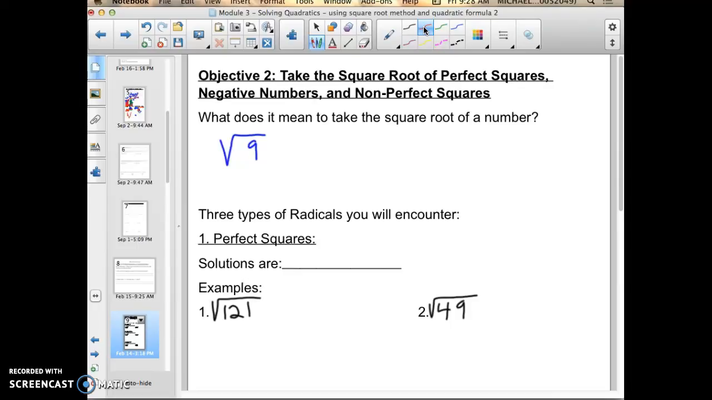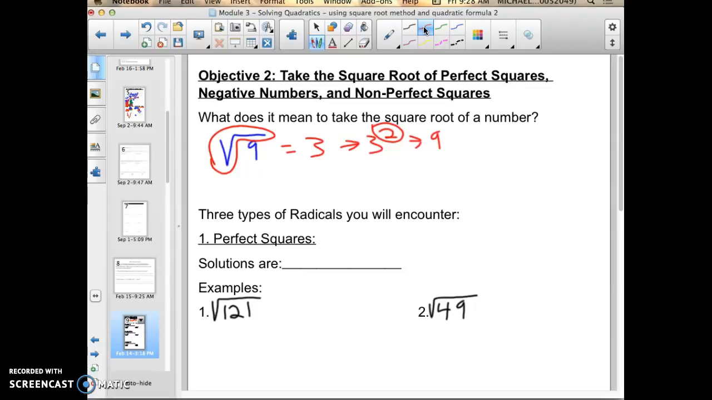So let's begin. What does it mean to take the square root of a number? I discussed this in another video as well, but let's look at it. The square root of 9, I know to be 3, because 3 squared goes back to 9. And that means that this radical here and the power of 2 are inverses of each other, meaning they do the opposite thing to a number.